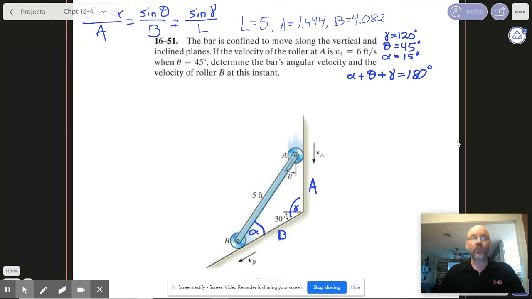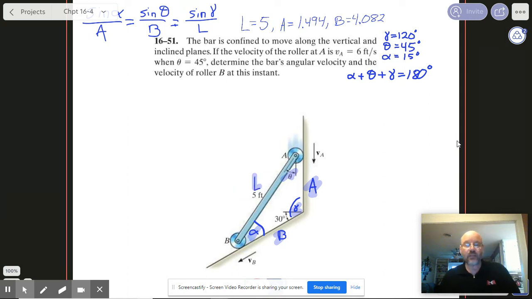So I switched, and I thought, well, let's try law of sines. Okay, so I've got law of sines written up there in the corner, and it corresponds to our angles here inside of our triangle. All right, so alpha, gamma, and of course that guy is theta. I decided to call this side B, this side A, and of course this side over here is left as L.